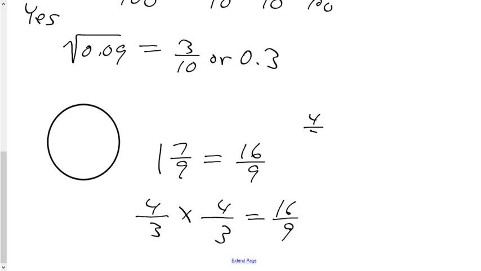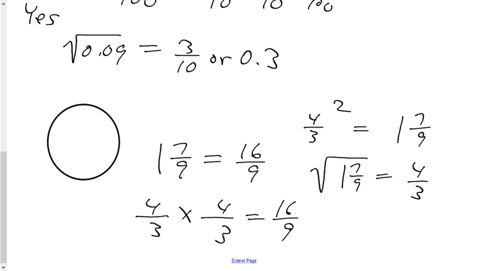So 4/3 squared is equal to 1 and 7/9. I could say that one, can I? 4/3 times 4/3 is going to equal 16/9, which is going to equal 1 and 7/9. Or I could also say the square root of 1 and 7/9 is equal to 4/3. Or the square root of 16/9, if I wanted to, is equal to 4/3. Or 1 and 1/3.